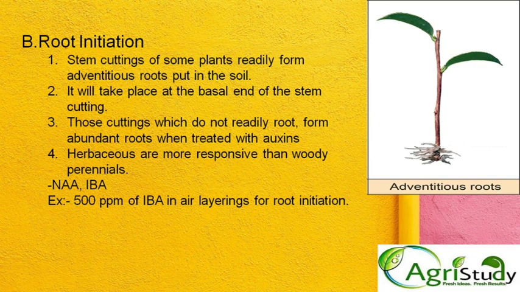These adventitious roots are not common in every stem cutting. In some we have to induce them, and the induction of adventitious roots is done by auxin. We commonly use NAA or IBA, 500 ppm of IBA in air layering. In air layering, you have to initiate the root, right? So there you can use it. Herbaceous plants are more responsive than woody perennials because herbaceous plants actively divide, right? So they are more responsive than woody perennials.